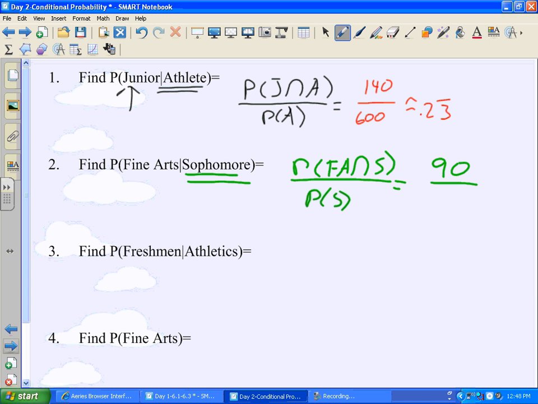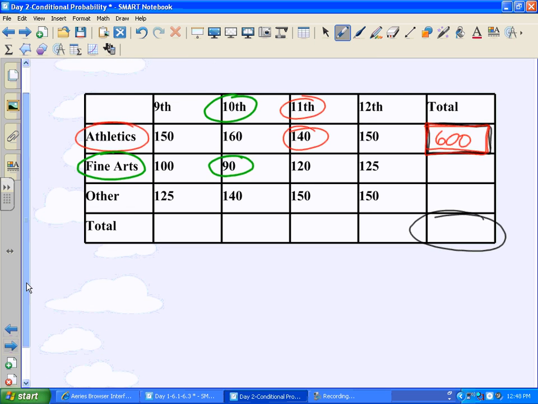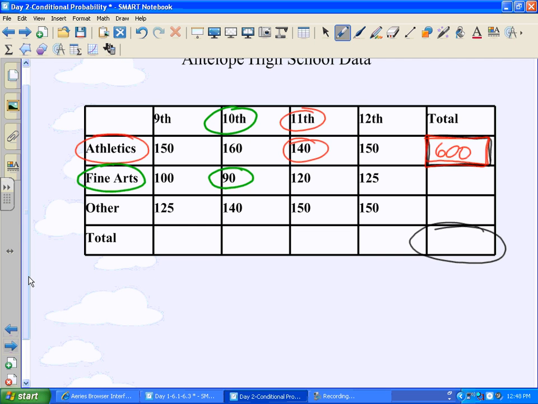Fine arts, sophomores, there's 90 of them. And they get the numerator correct. That's 90. Divided by the probability that they're sophomores, divided by sophomores. Where do I find sophomores at? Add up that row there. That's my sophomores there, isn't it? So my sophomores are going to be 160 plus 140, 390.